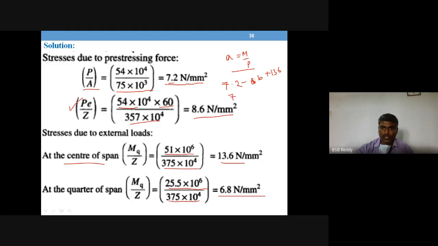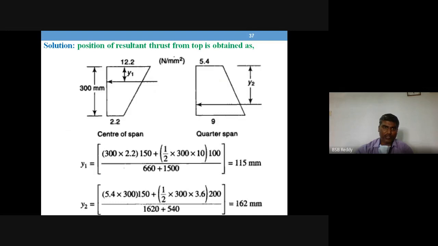In the same way, at the bottom you see 7.2 plus 8.6 minus 13.6. This is the bottom stress. So top it is 12.2, just note it, 12.2. Bottom is 7.2 plus 8.6 minus 13.6, which is 2.2. This is at the center section. So this is the diagram: you can see 12.2 at top and 2.2 at bottom at center.